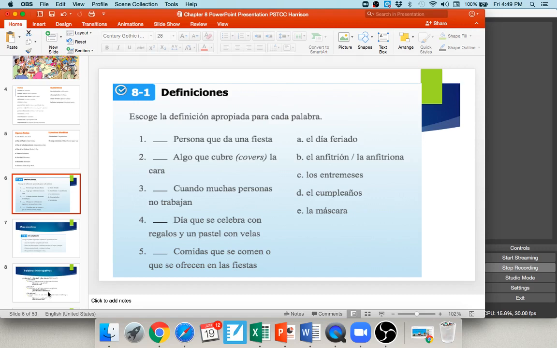All right, now that you've had a second to try these, number 2 tells us this is algo que cubre la cara, something that covers your face. Well, that would be a mask, and a mask in Spanish is letter E, la máscara, máscara. Number 3, cuando muchas personas no trabajan, when a lot of people don't work. COVID-19 is not an answer.